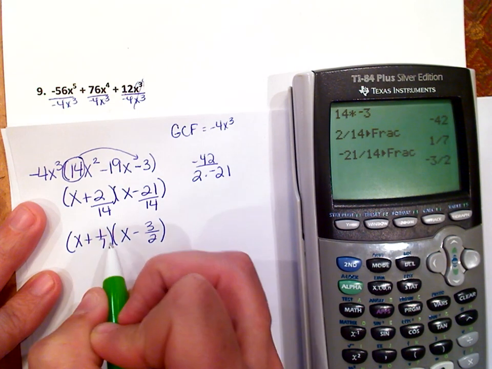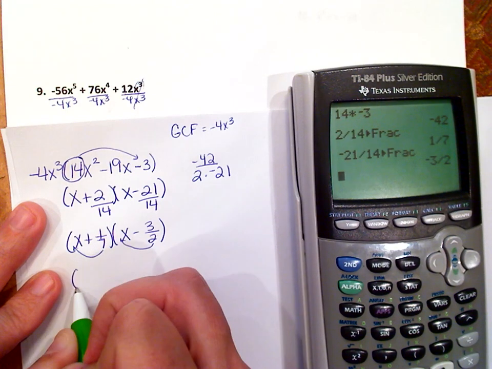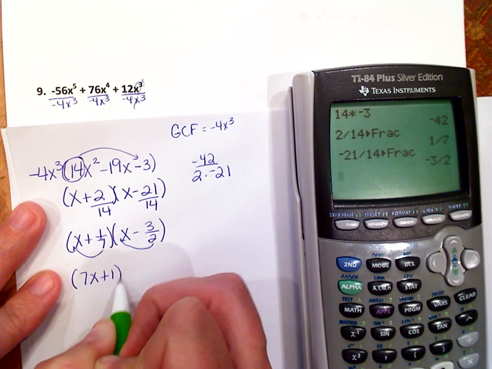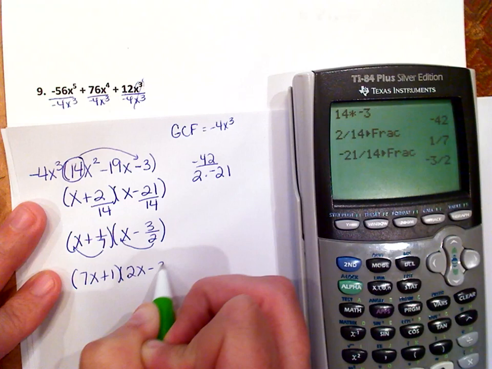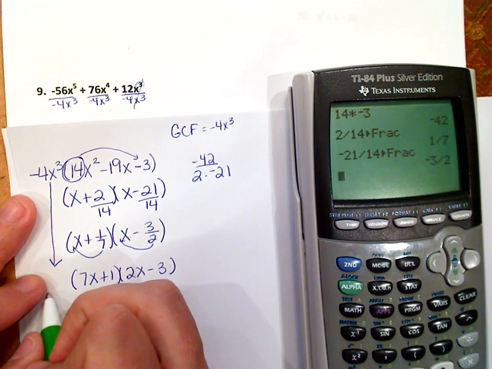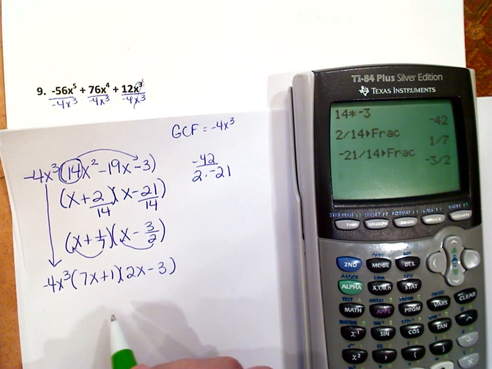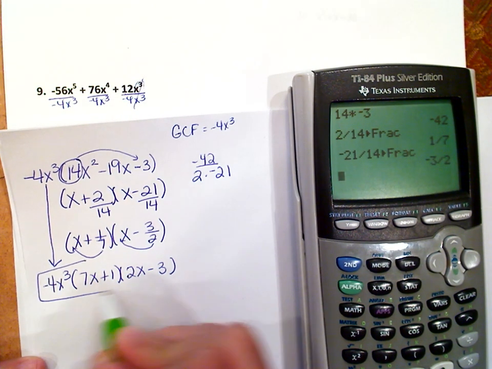And then the last step is bottoms up. Move the bottom number up in front of x. So this is 7x plus 1 and 2x minus 3. Do not forget your GCF needs to come down in front of your answer. And that's number 9.